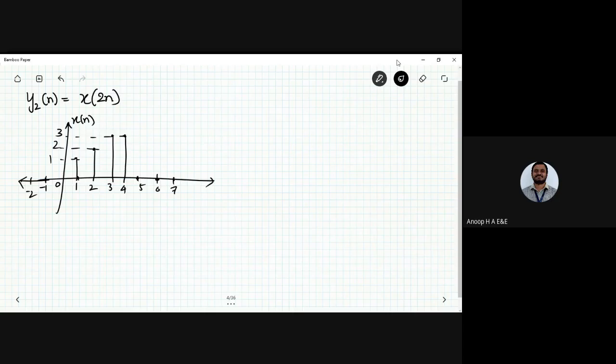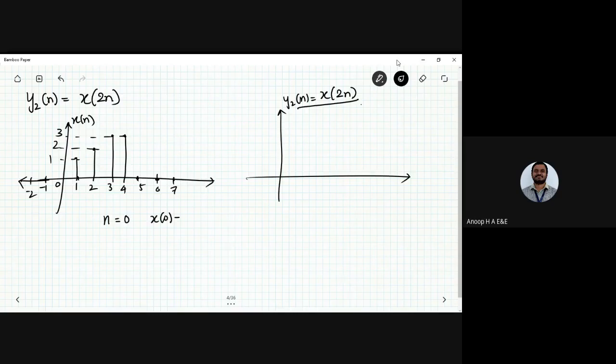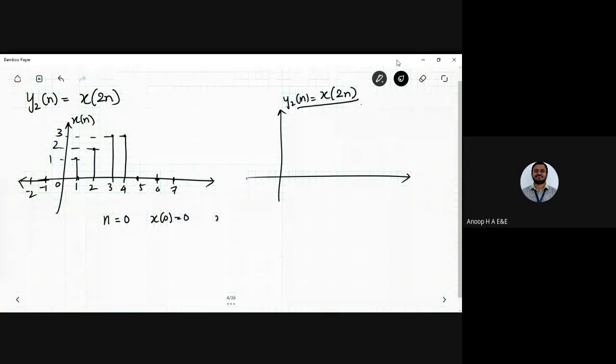Okay, yes. Now x of 2n, y2 of n equals x of 2n. So how do I need to write it? Again, I go for the tabular column. N is equal to 0, x of 2 into 0. I repeat, this is the value of n. So x of 0, again, that is equal to 0.